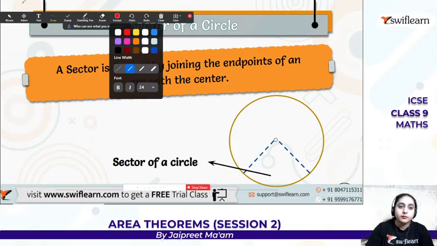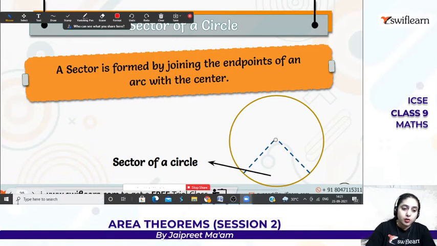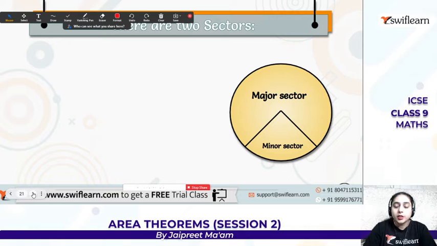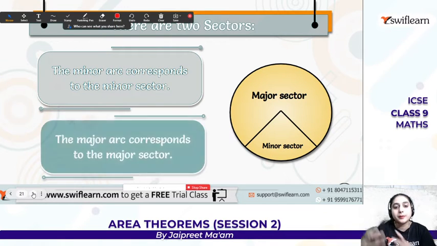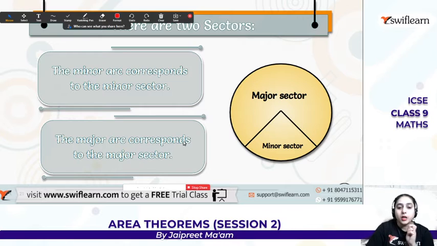Okay. So we have learned circle, sector also. So what is major sector and what is minor sector? It is simple. The major will be the major portion. Major arc corresponds to the major sector and minor arc corresponds to the minor sector. Like if we cut from the center to the points of the major arc, a big piece like this, this will be known as major sector and this will be known as a minor sector.